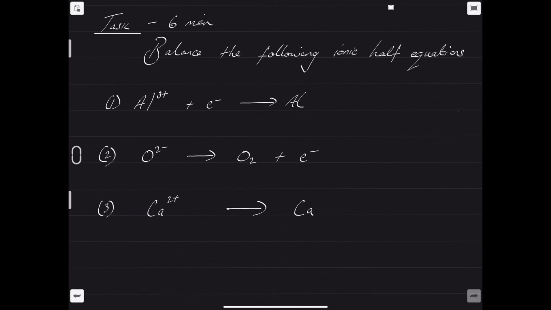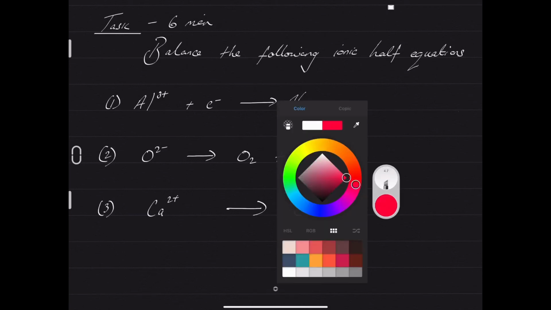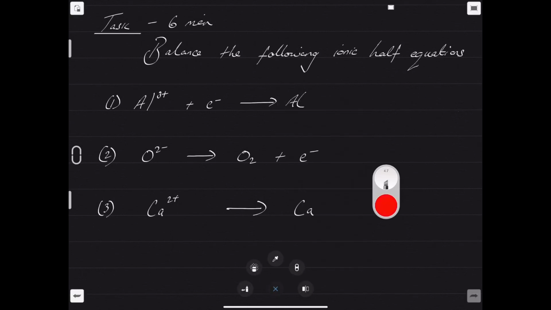Okay, so your answers should be Al3+, which means that we need to have a 3 here, because that's the only way that we will balance the three positive charges to give us a neutral aluminium atom. So we have 3 plus on the aluminium side, so we need to add 3 electrons to balance out the charges and give us a neutral atom.